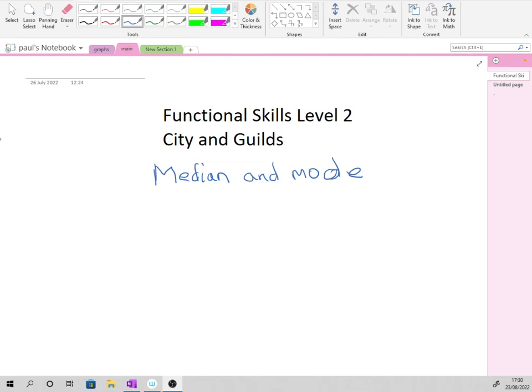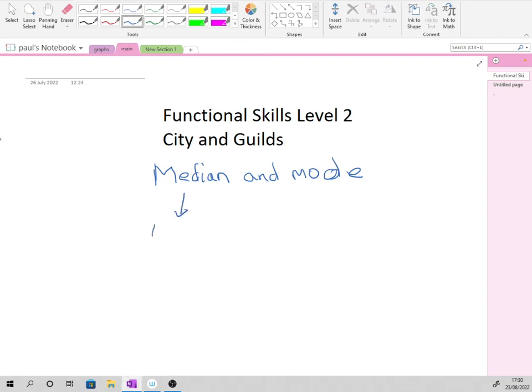Right, hello. Okay, median and mode. These are two different types of averages. We get these working with just a load of numbers, and we have to work out the median and mode of them, and also they come into tables full of data and information and stuff like this. Now, the median. What is the median?